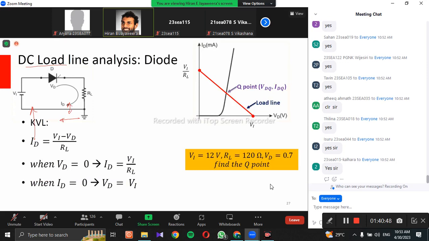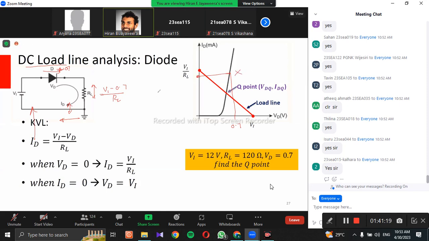For the operating point, basically this is 0.7 volts. This voltage is 0.7 volts, our traditional approach. And then the potential drop across this resistor is V1 minus 0.7, divided by the resistance RL, and you get the current through it, that is ID. You get ID, which is not correct for sure.